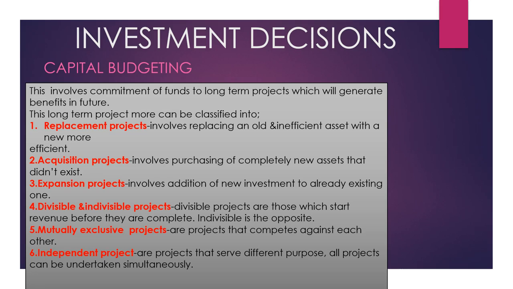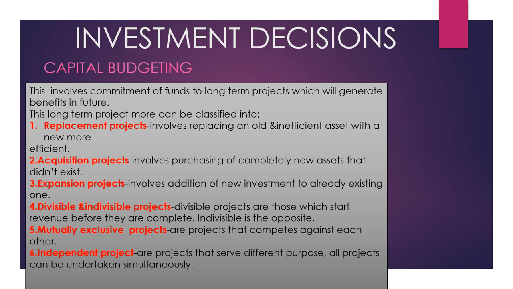I'll give an example of a divisible project. Let's say, for instance, a real estate developer wants to build a story building. So maybe let's say he wants to construct a 4-story building. When he's done with the first floor and the second floor, he may want to rent it out to buyers. So in this case, the first and the second floor will start earning from those 2 floors even before the completion of the whole building. So that's called divisible project.